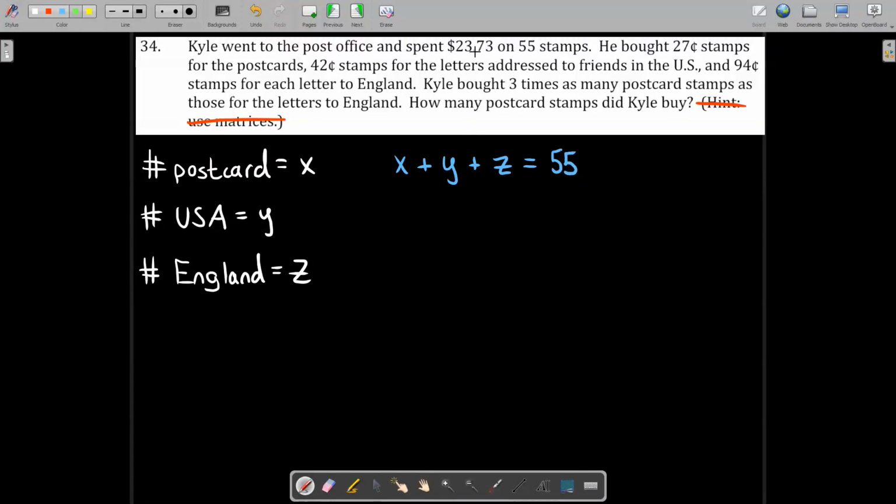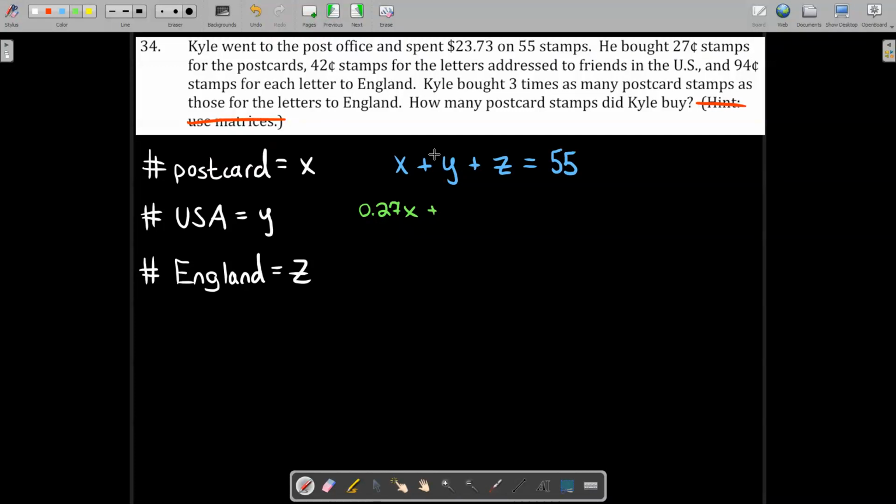Easy enough. Now the total cost is going to be, what if we take the number of postcards times the cost of the postcards and add them to the total number of USA stamps multiplied by the cost of the USA stamps, et cetera. So the cost of the postcards is 27 cents. Don't put just 27, it's 27 cents, so it's a decimal. 0.27 times X is the amount of money that was spent on postcard stamps.